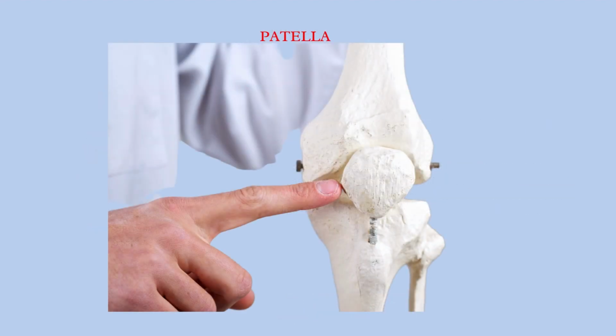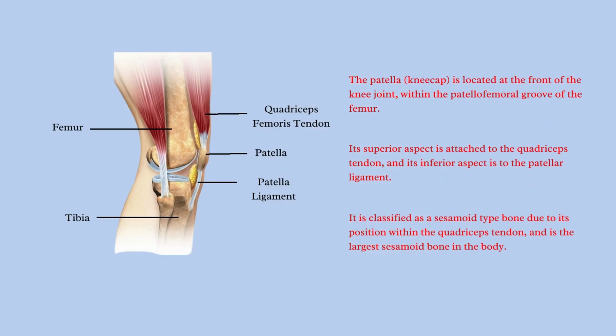Next, we are going to talk about the patella. The patella, also known as the kneecap, is located at the front of the knee joint within the patellofemoral groove of the femur.